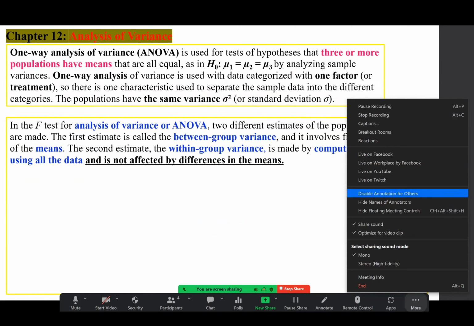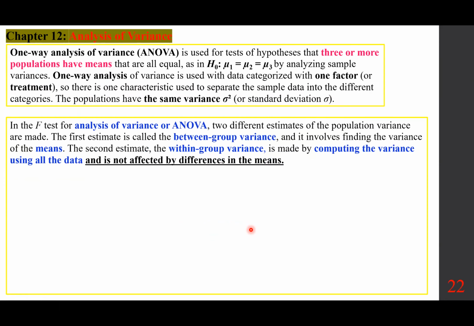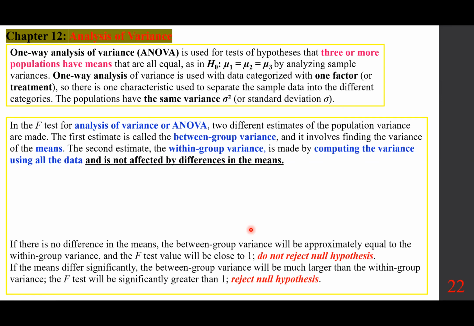Could you please read that? In the F test for analysis of variance, or ANOVA, two different estimates of the population variance are made. The first estimate is called the between group variance and involves finding the variance of the means. The second estimate, the within group variance, is made by computing the variance using all of the data and is not affected by differences in the means. Please continue.